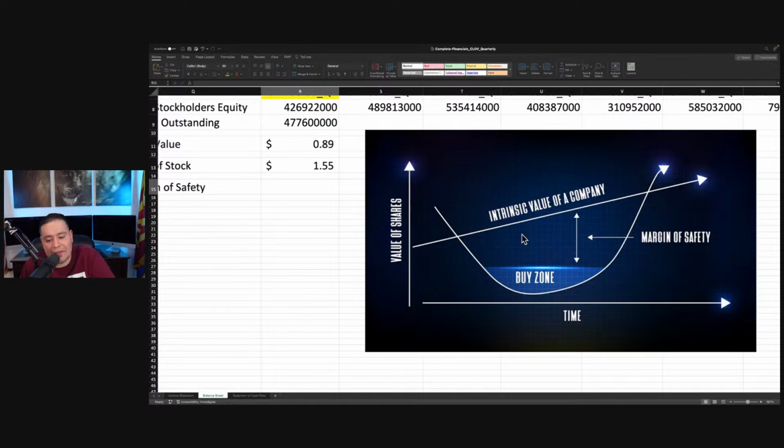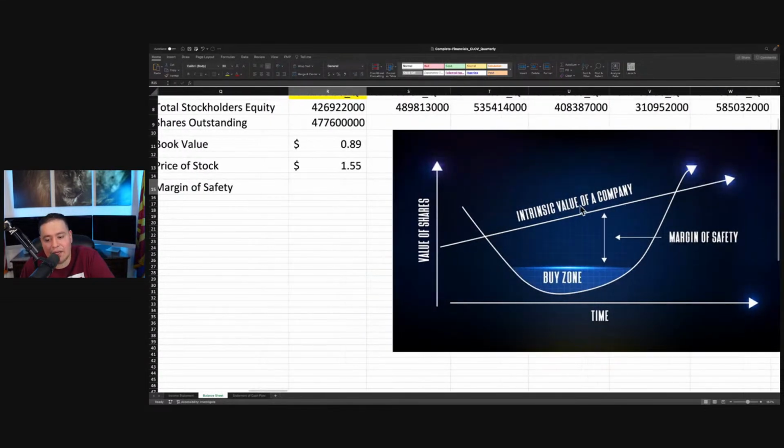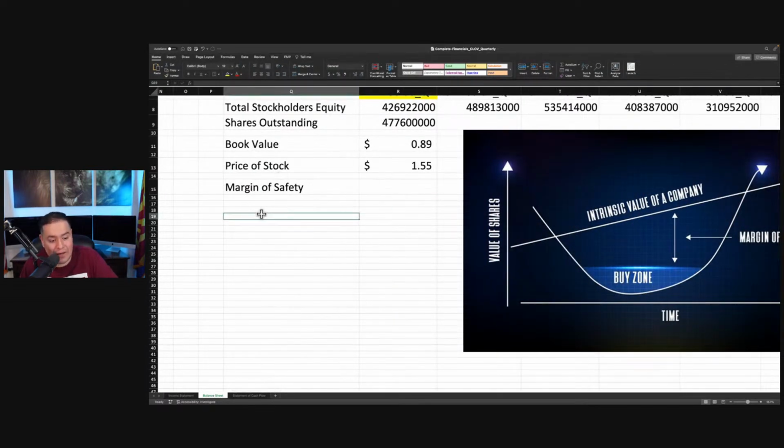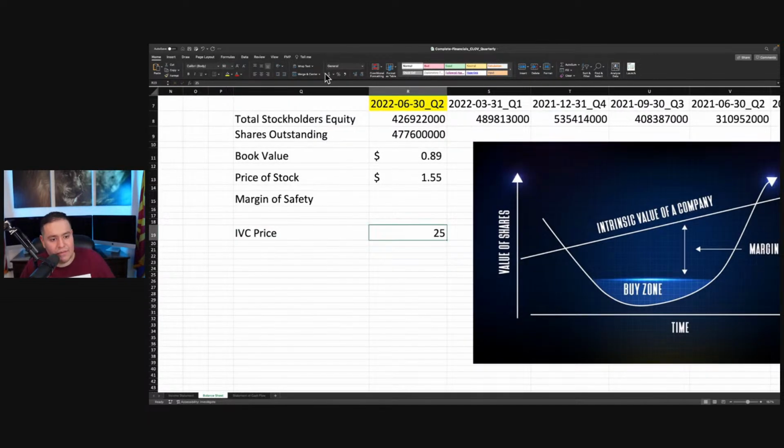Now, this is the intrinsic value, but today we're not going to calculate the intrinsic value price. In fact, we could do IVC price. And our IVC is $25. So let's go ahead and make this a little bigger. And let's put the value here. Now that's what we calculated.